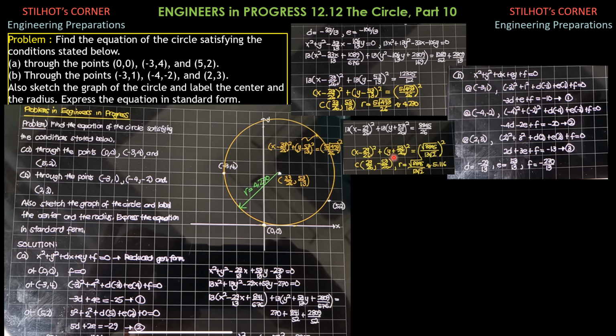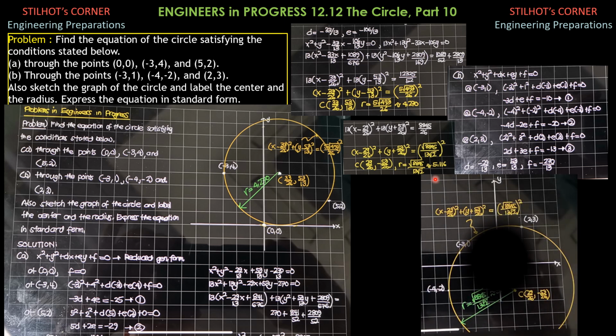Divide everything by 13, and simplifying, we have quantity x minus 29 over 26 squared plus quantity y plus 53 over 26 squared equals quantity square root of 8845 over 13 square root of 2, squared. So this is the standard form of equation of the circle. And the center is at 29 over 26 and negative 53 over 26. The radius is square root of 8845 over 13 square root of 2, which is approximately 5.116.